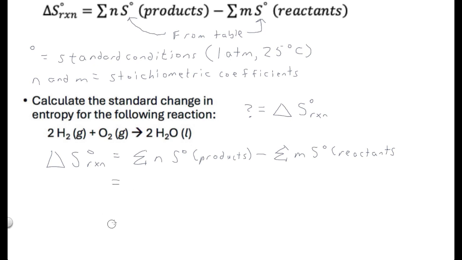So let's go through that here. So notice that we start here with the products. So our product here is water liquid. Now remember, n stands for the stoichiometric coefficient. So this stoichiometric coefficient is a 2. Now remember, this number comes from the table. So can you find water liquid in the table? You have that table with you. See if you can find water liquid in the table.